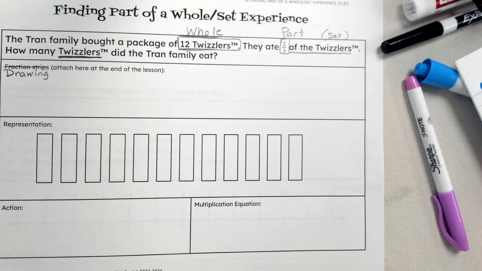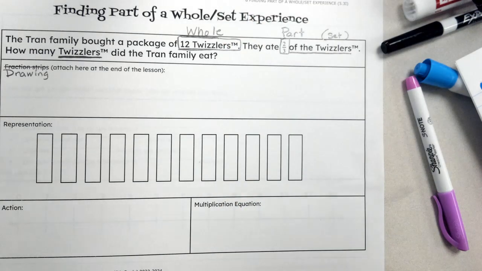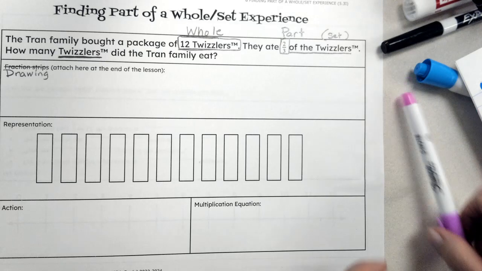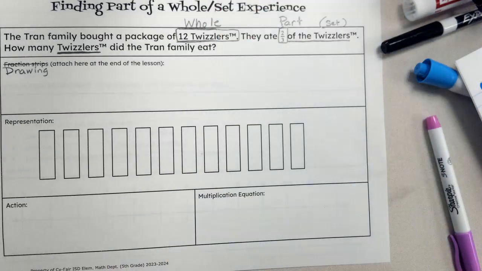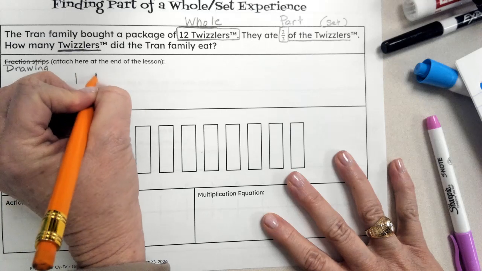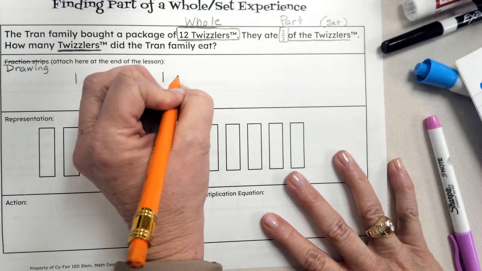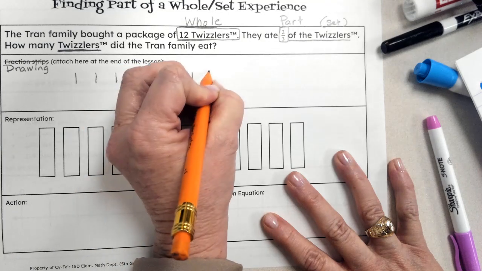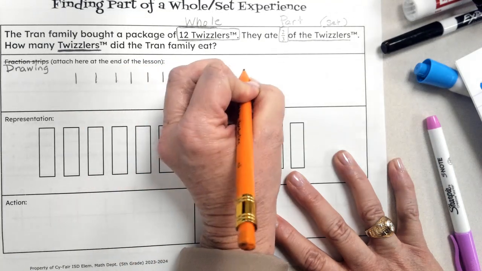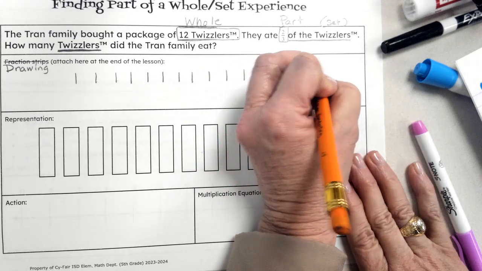So when I think about this, I'm thinking to myself, I have 12 Twizzlers. So with my pencil, I'm going to draw 12 Twizzlers. You need to draw what I draw. 1, 2, 3, 4, 5, 6, 7, 8, 9, 10, 11, 12. 12 Twizzlers.